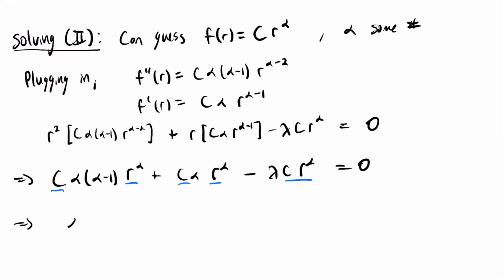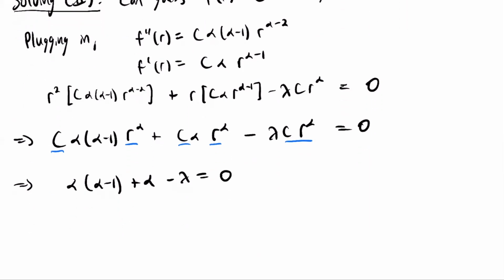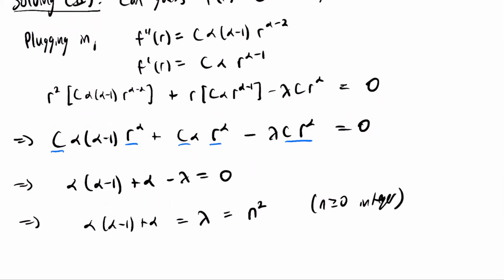And well, I get the following equation: alpha times (alpha minus 1) plus alpha minus lambda is equal to 0. And therefore, alpha times (alpha minus 1) plus alpha has to equal lambda, right? Well, we're assuming that lambda is a particular integer squared, n squared, where n is some integer, right? And so, well, now we're almost done.